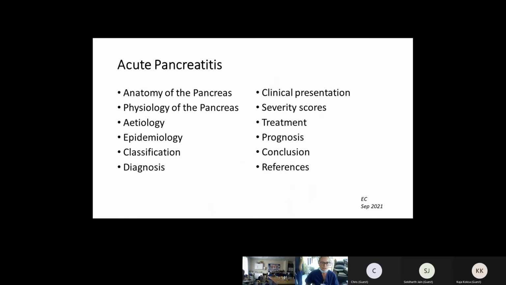So these are the different things we're going to talk about regarding acute pancreatitis. Not going to go through them. I think I'm going to turn off the camera. Are you listening well? Is the voice okay? Voice is okay. All right, so I'll leave it like that.